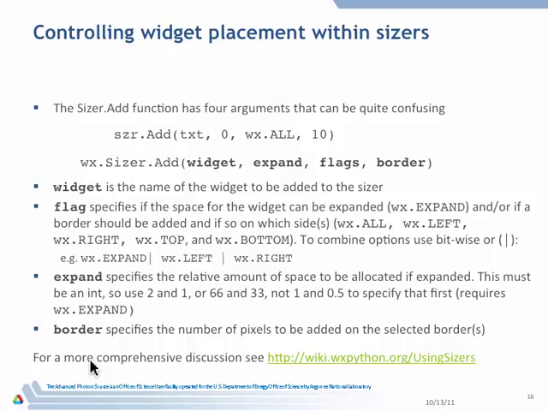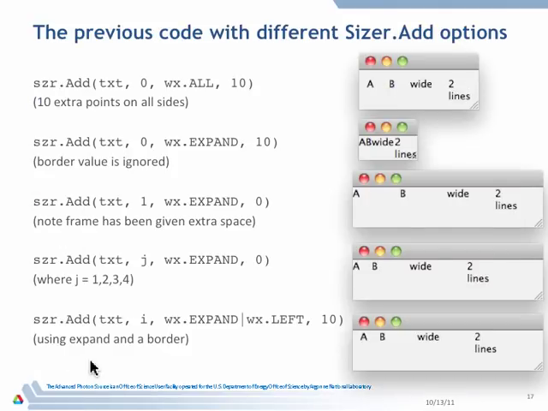Okay. Border specifies the number of extra pixels we want to use, but it only is going to work if we give it a border to put them on. So if I leave this out, or I set it to just expand, and I specify a border, nothing happens. So let's take a look at some examples of that previous code where I used different add versions. So this is what we started with. I add it. I use 0 for expansion. I specify put border on everything and use a 10 pixel border. And here you can see that these things are spaced around.